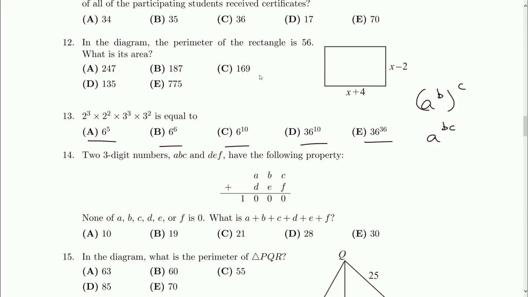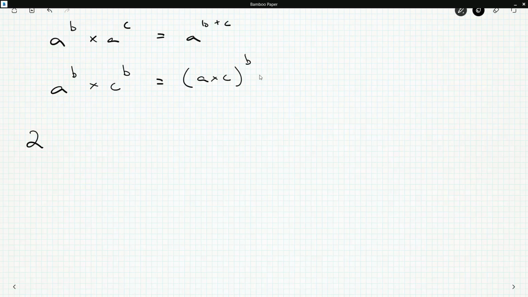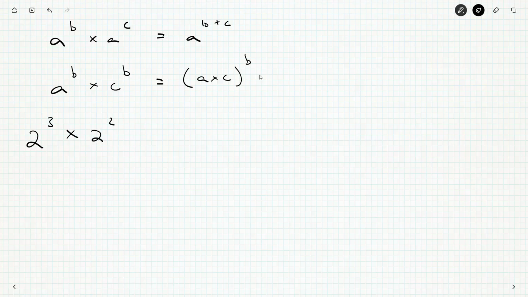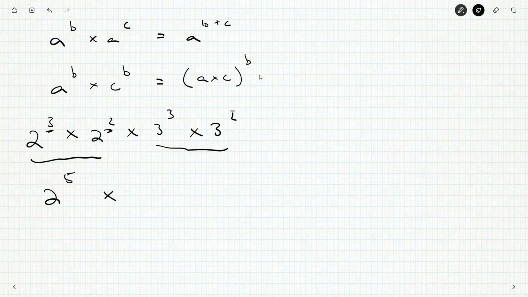Let's clean that up. So we've got 2 to the 3 times 2 to the 2 times 3 to the 3 times 3 to the 2. Well, I've got the same base here, so I can combine them. 2 to the power of 3 plus 2 times, and I've got the same base here, 3, and then we can combine them by adding exponents. 3 plus 2 is 5.